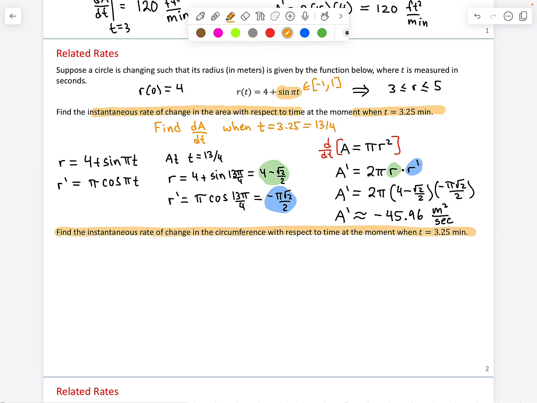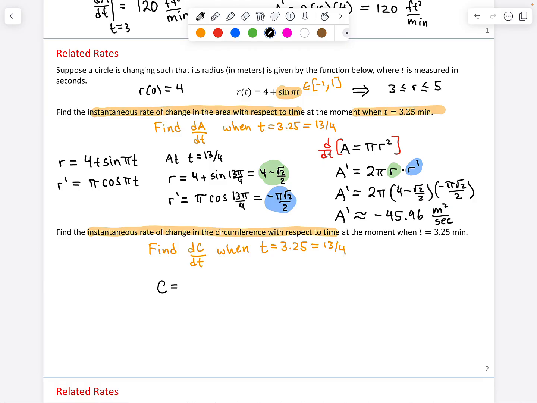Now the next question is find the instantaneous rate of change in the circumference with respect to time at the moment when t equals 3.25. Well, this is the same moment in time. So translating into math symbols, we are expected to find dC/dt, where I'll write C for circumference, once again when t is 3.25, or 13 fourths seconds. Now we've already done a lot of the legwork up above, so I can go straight to a circumference formula as a function of r.